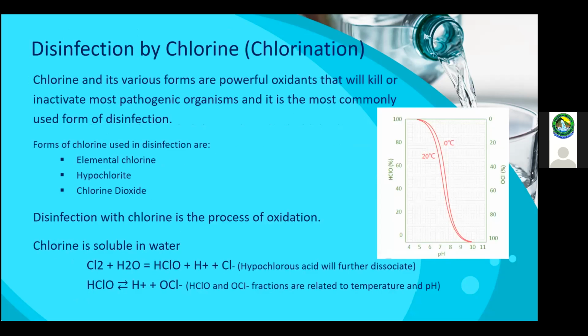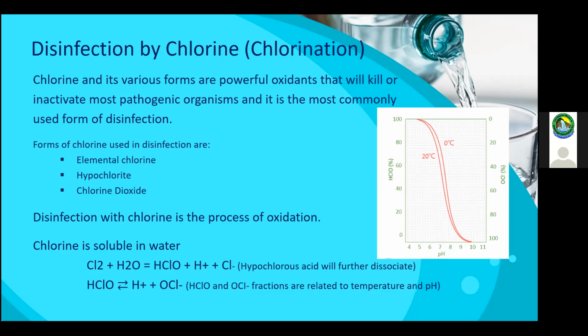So like I said, we will talk a little bit more about this means of physical disinfection, namely disinfection by chlorine, which we also call chlorination. Chlorine and its various forms are powerful oxidants, and it will kill or inactivate most pathogenic organisms, and that is why it's the most common form of disinfection. It is also very easy to obtain chlorination chemicals. That is, it's economical, it's effective, and it's easy to apply. So that also adds into why the use of chlorine and chlorination is the most popular.